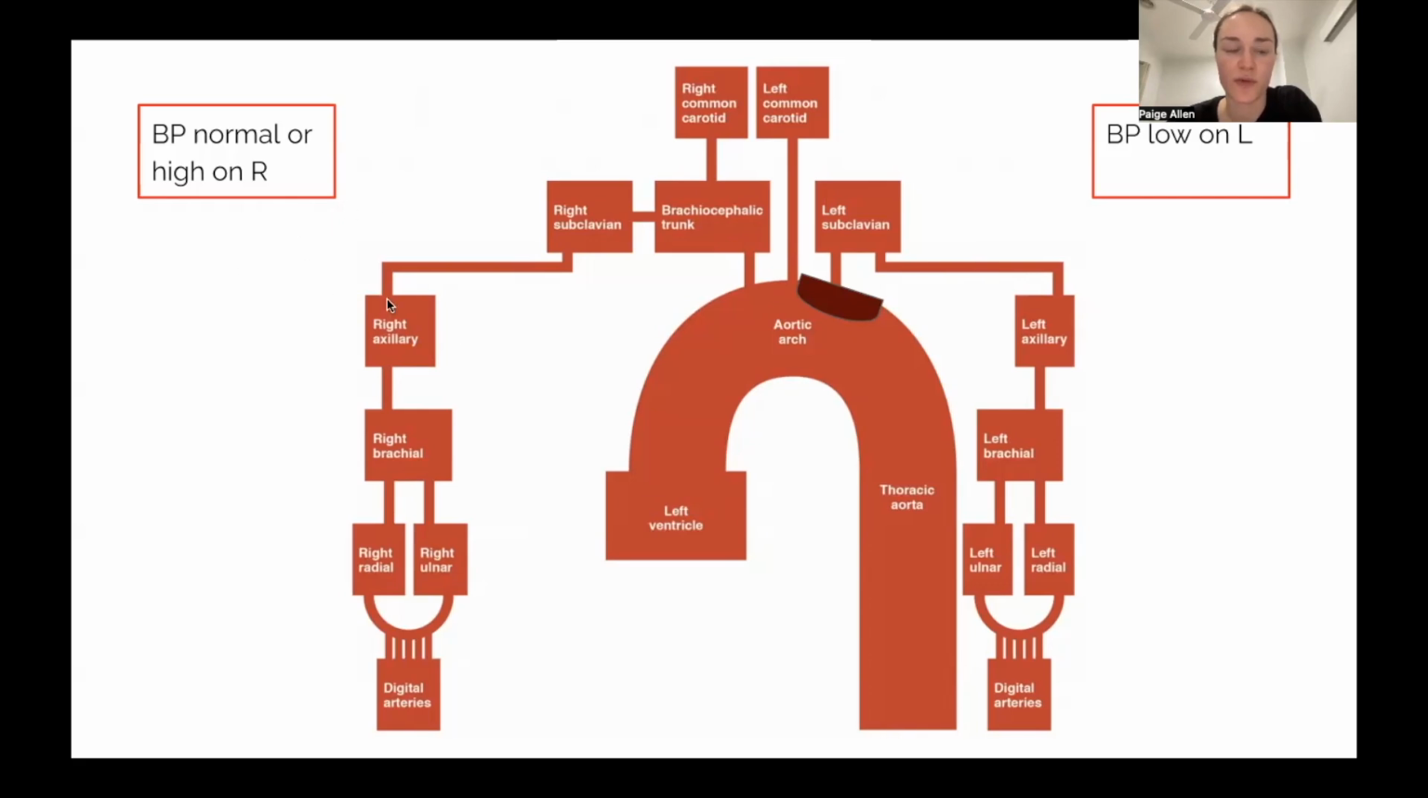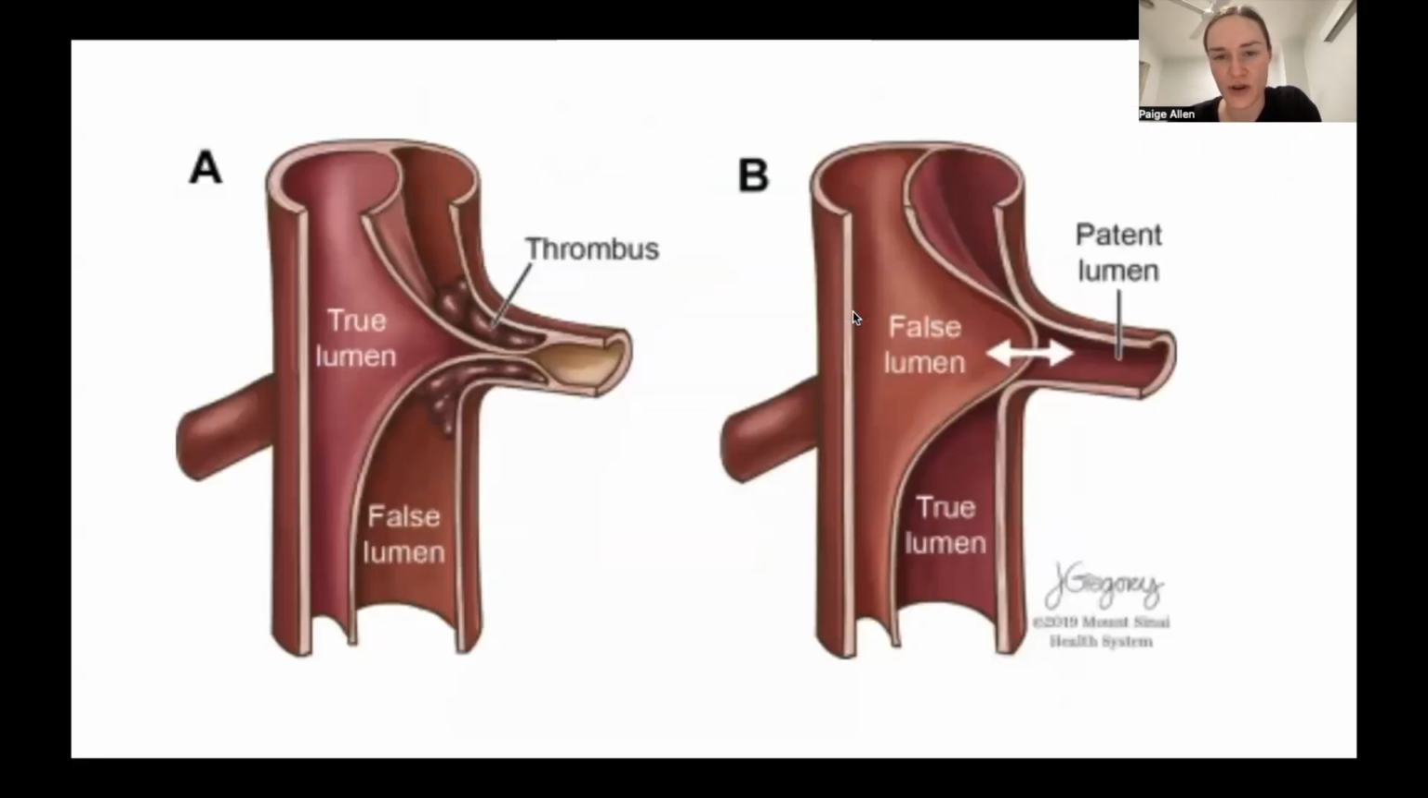So the people on the right side would be normal or maybe even a little bit high. However, the BP on the left side, if this is where your dissection is, you can get things like this where basically the false lumen where the dissection actually is happening causes compression on the true lumen. So you actually get impaired blood flow to all those side branches, or you can even get a thrombus formation that causes damage to those side branches.